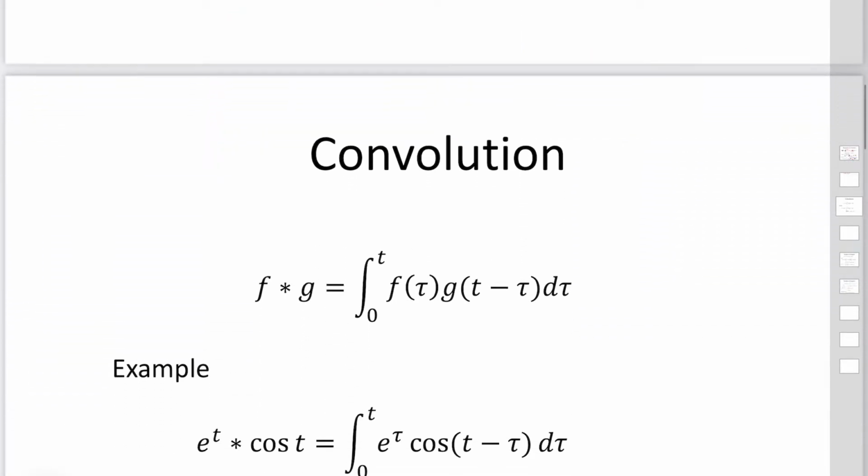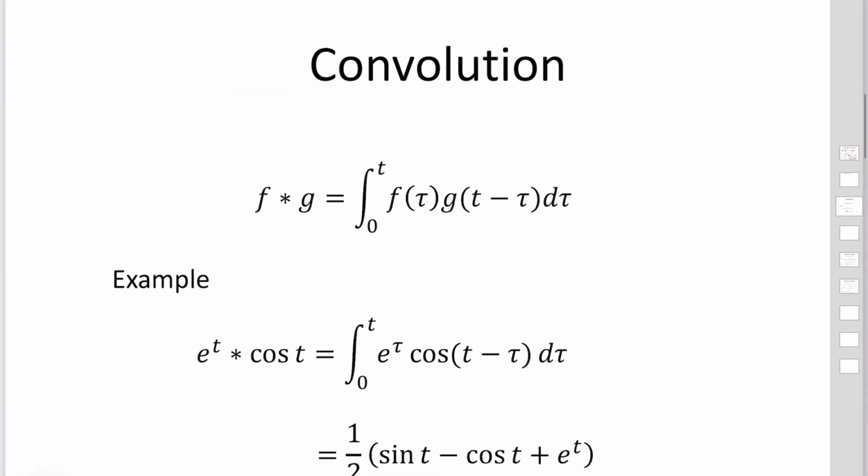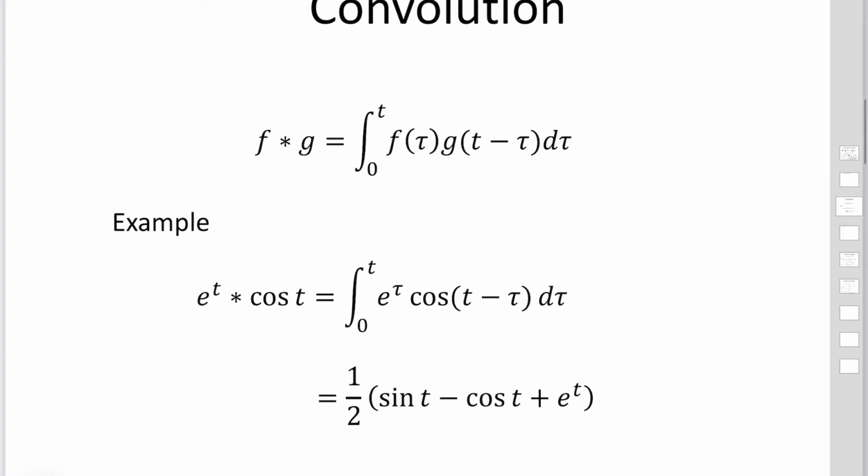Then we'd like to show the transform of the integrals. Before showing the transform of integrals, I'd like to introduce a new term, the convolution. This is the definition of the convolution. The convolution of f and g is defined as the integral of f(tau) g(t minus tau) with respect to tau, where the lower limit is 0 and the upper limit is t. This is the definition of the convolution.